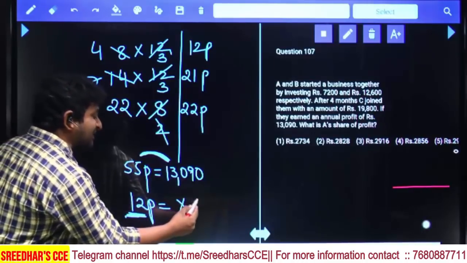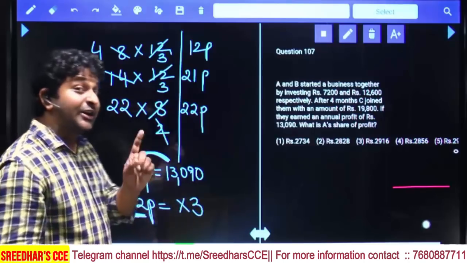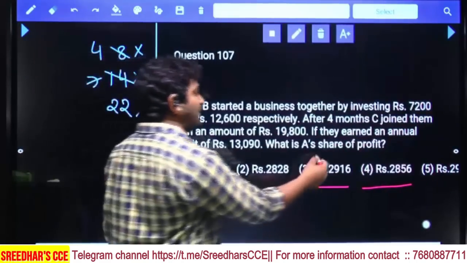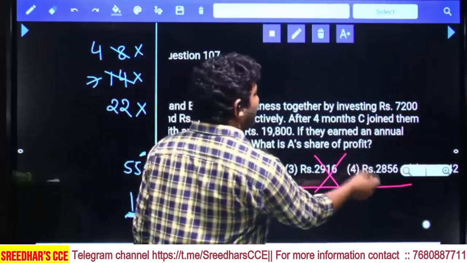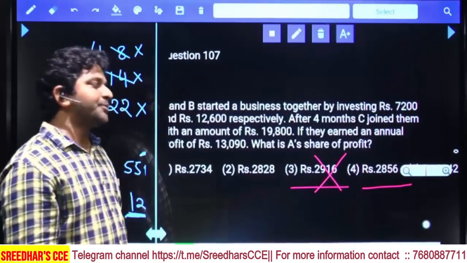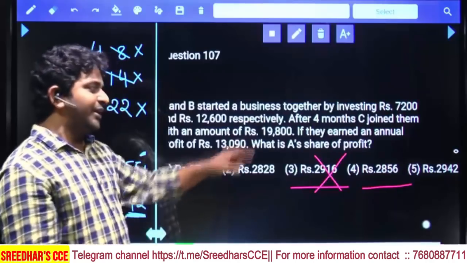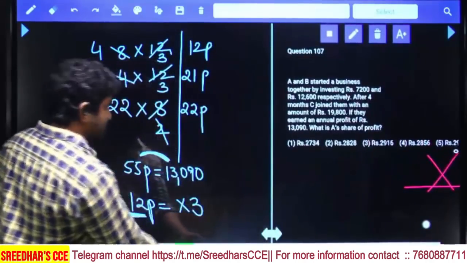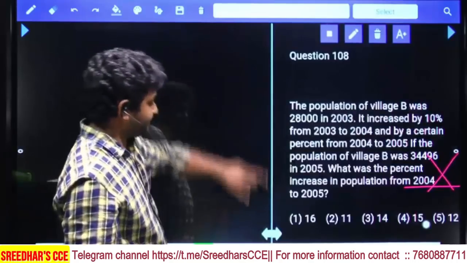The answer should be strictly a 3 multiple. It cannot be a 9 multiple. With that reason, we can eliminate the third option and finally we can answer the fourth option as the final answer. 2856, direct answer. Next, hope you followed it.